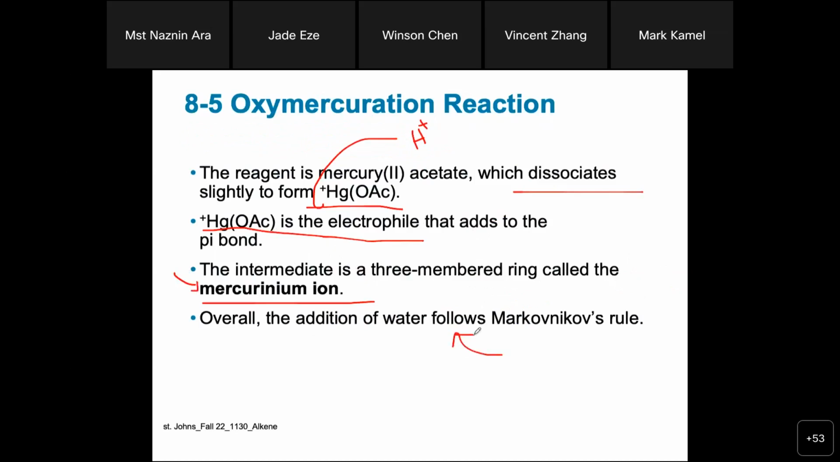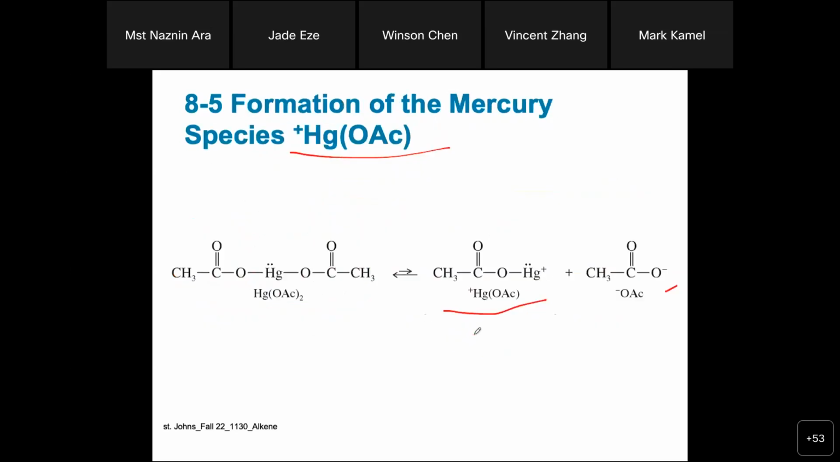So this is the kind of thing that direct hydration cannot do. That's why we need to take this special type. And here you can see, actually, this and this are the same thing.